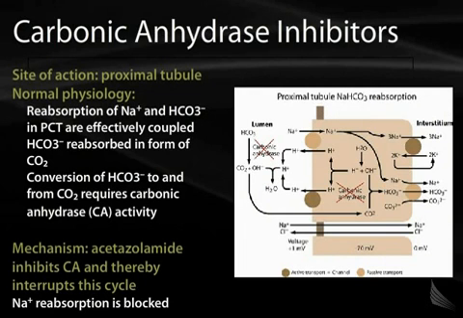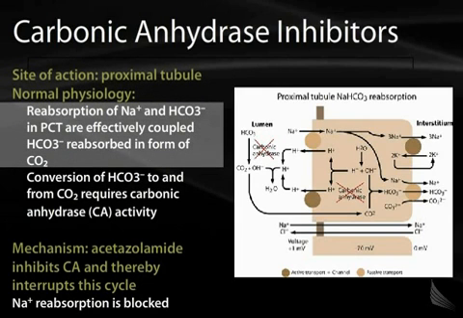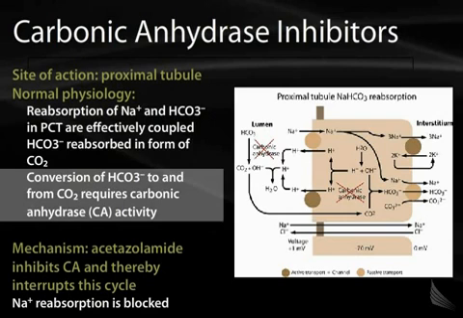First, the carbonic anhydrase inhibitors. Carbonic anhydrase inhibitors work on the proximal tubule. As we talked about before, reabsorption of sodium and bicarbonate in the proximal tubule are coupled. Bicarbonate is reabsorbed in the form of carbon dioxide. The conversion of bicarb to and from carbon dioxide requires carbonic anhydrase activity. Thus, if carbonic anhydrase activity is impaired, bicarbonate reabsorption is also impaired.